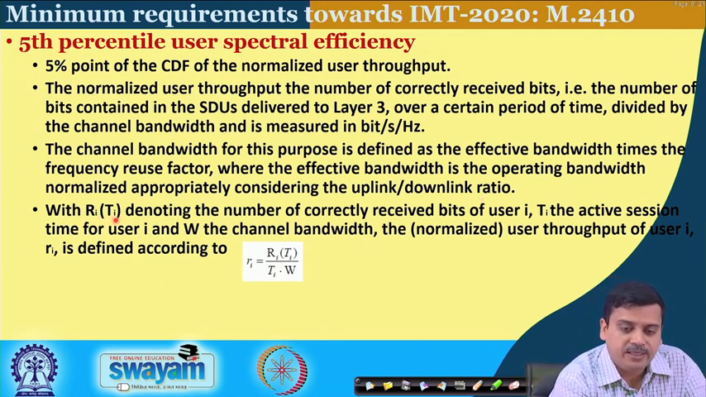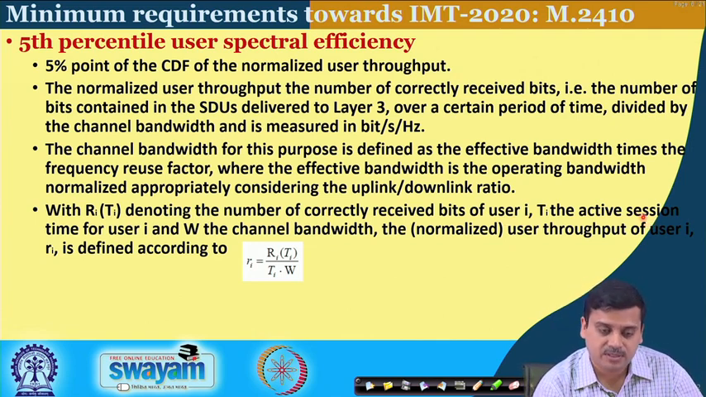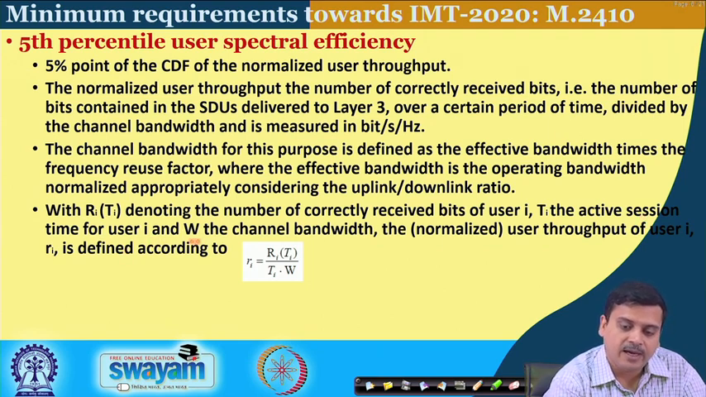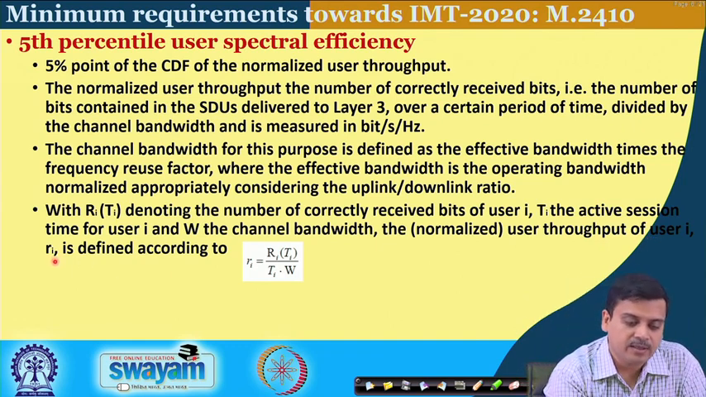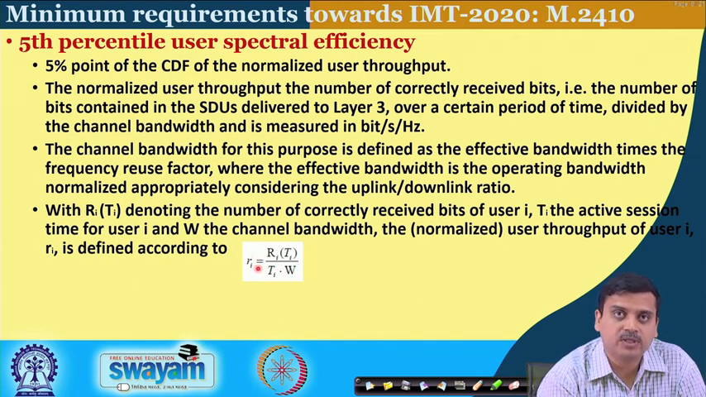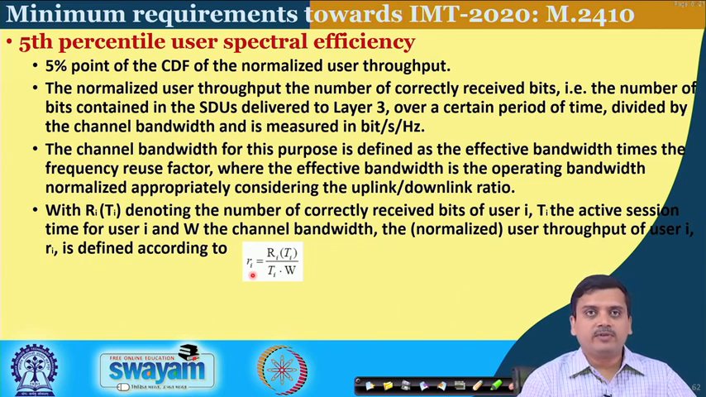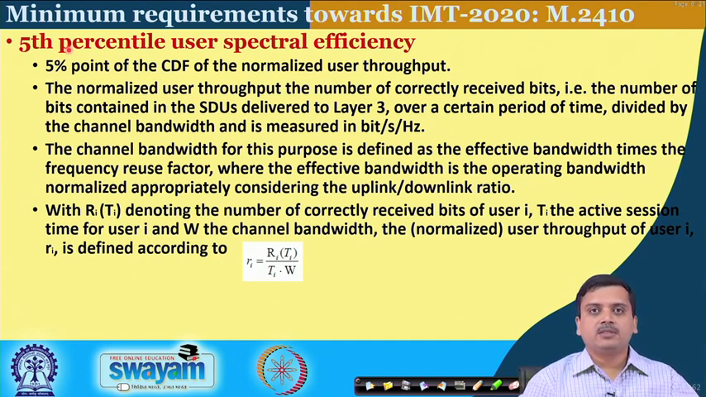With R sub i, T sub i denoting the number of collectively received bits for user i, and T sub i is the active session time, that means the duration over which it transmits for user i, and W is the channel bandwidth. Then the normalized user throughput of user i, that is r sub i, is defined as r sub i equals capital R sub i over T sub i, divided by W, that is bits per second per hertz. So, if we collect all these numbers over the entire coverage region, plot the cumulative distribution function, and take the 5th percentile point, we get the 5th percentile spectral efficiency.